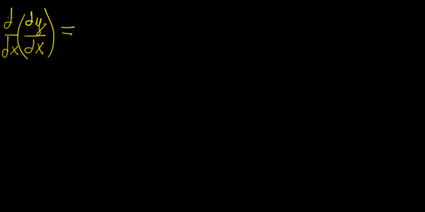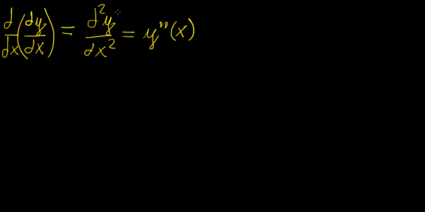Now the interesting thing about these differential operators is that they're linear, so they can be grouped by simply multiplying them together. So this would become d squared y over dx squared. What this essentially means is that we're taking the second derivative of y, and we will represent this as y double prime of x. This is the shorthand notation for this derivative.